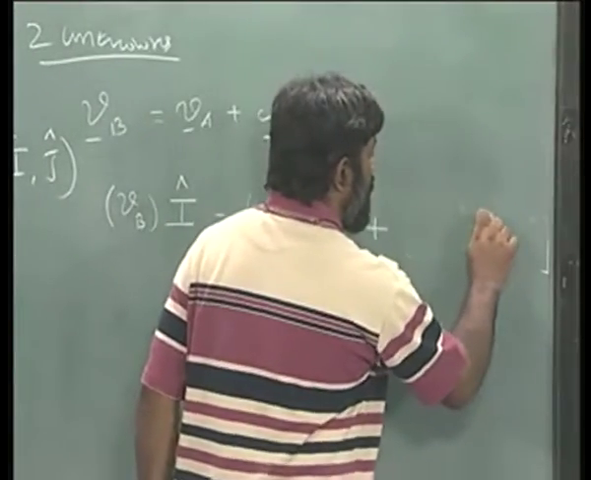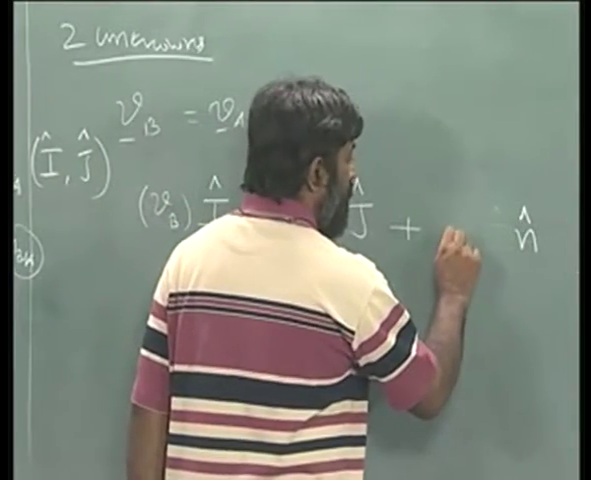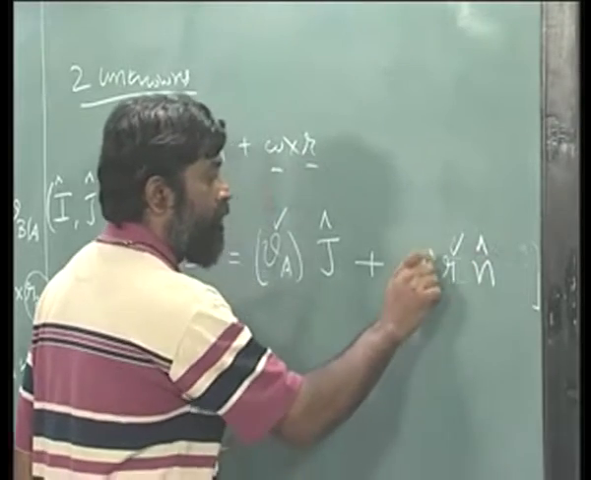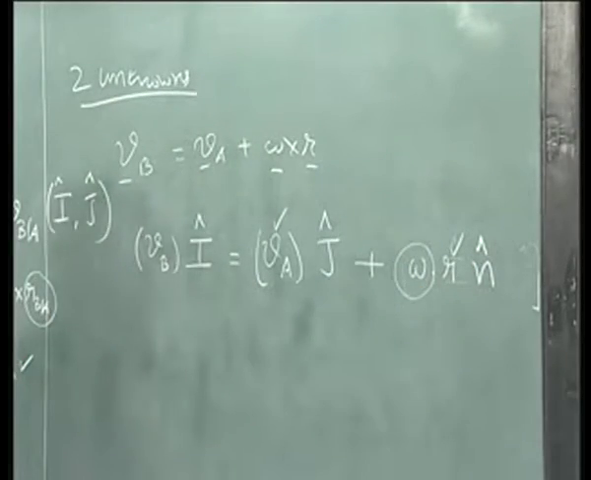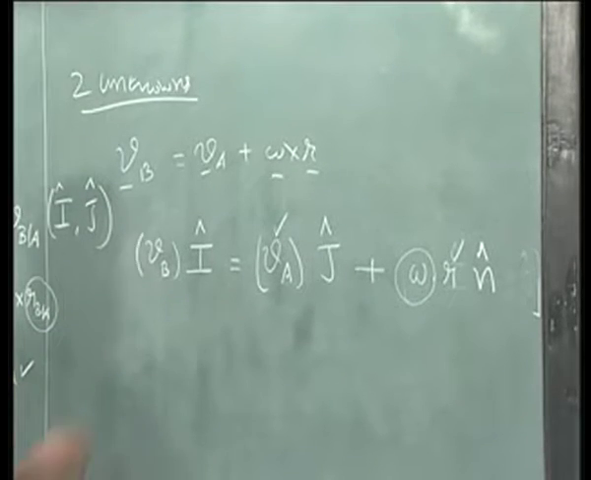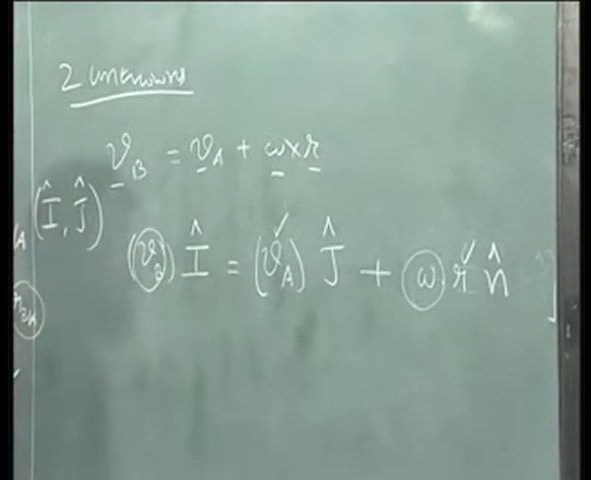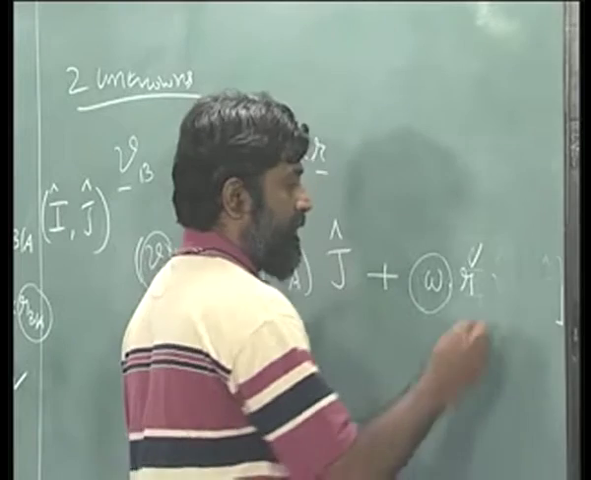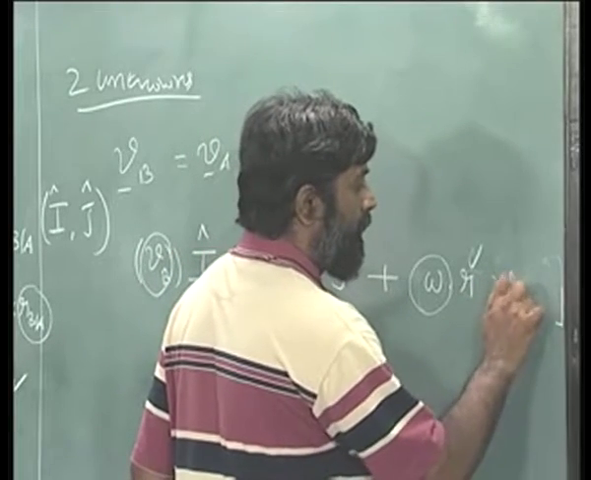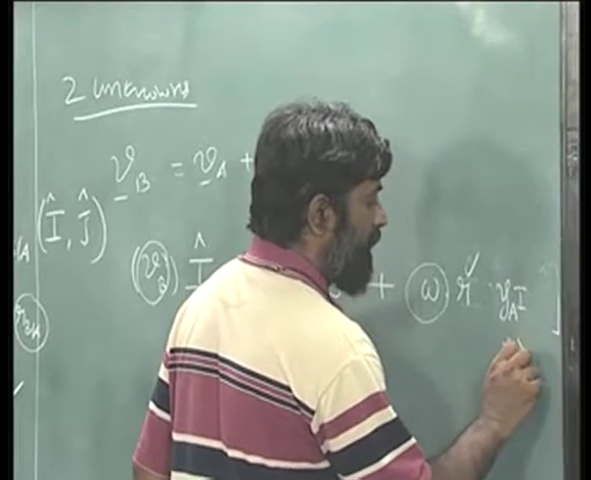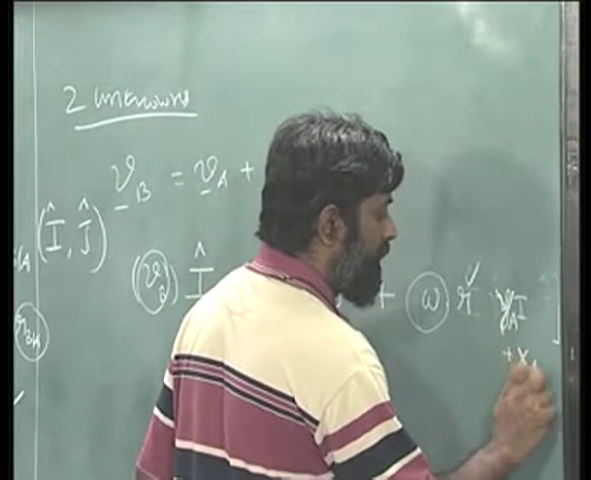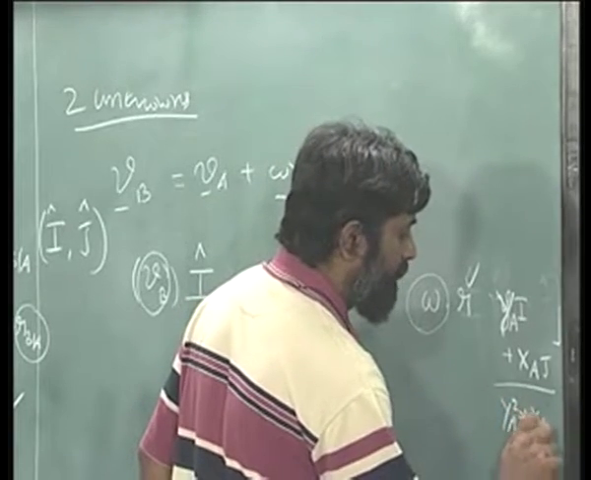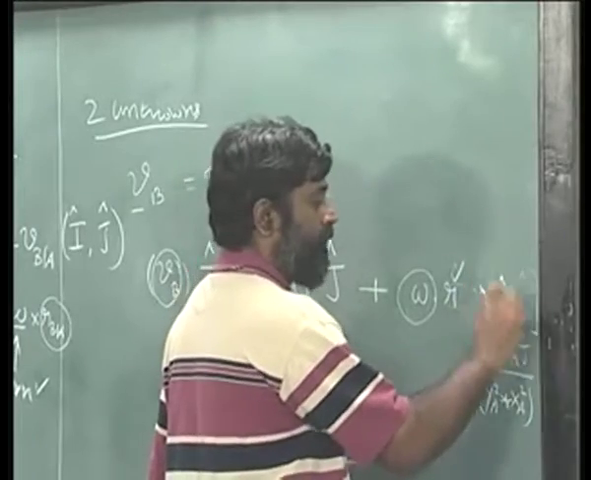So this is a known direction times omega times r. r is known, omega is what is to be found out. What else is known here? This has to be found out, everything else is known. Now it is a matter of, supposing I write this as, let us say, ya I plus xa j divided by the square root of ya squared plus xa squared.